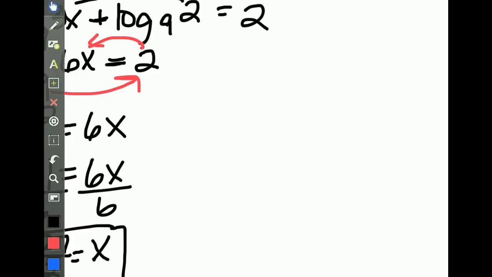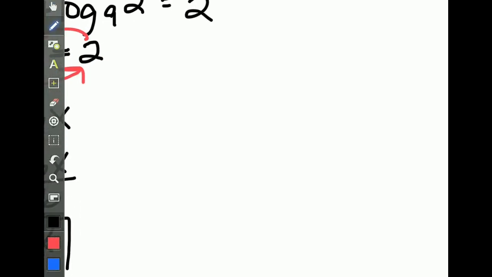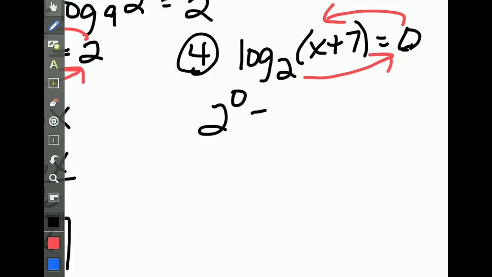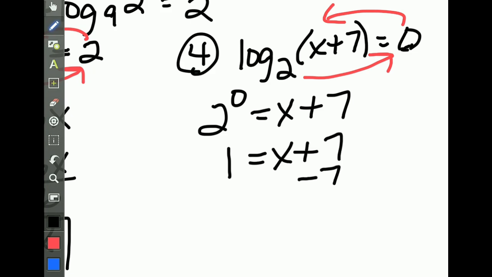And lastly, while I'm here, we'll just go ahead and do number 4, which is log base 2 of x plus 7 equals 0. Remember, now that I don't have a log on the right-hand side, I can just go straight to the step where I am raising 2 to the 0 power equals x plus 7. So 2 to the 0 power equals x plus 7. Anything to the 0 power is 1. Subtracting 7. So x equals negative 6.